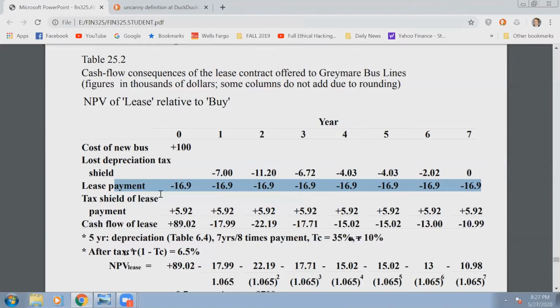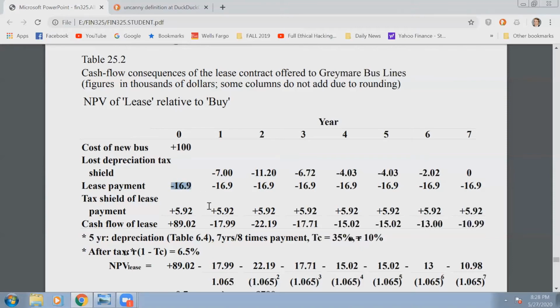The next thing we need to calculate is the tax shield of the lease payment. And this is a constant amount. It is on the lease payment. Since we're leasing this asset, we're allowed to add back a tax shield because we have to pay taxes on our lease. So we will add back the amount that we pay in taxes on this lease to our income statement. Let me show you how I calculate this.